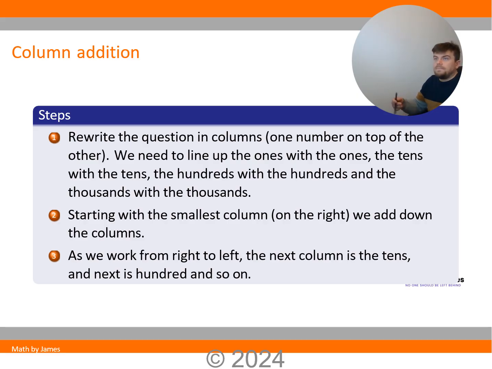So column addition, the steps are, we rewrite the question in columns, one number on top of the other. We need to line this up with the ones with the ones, the tens with the tens, the hundreds with the hundreds, and the thousands with the thousands. Starting with the smallest column, we add down the columns, as we work from right to left, the column is the tens, and the next is the hundreds, and so on.